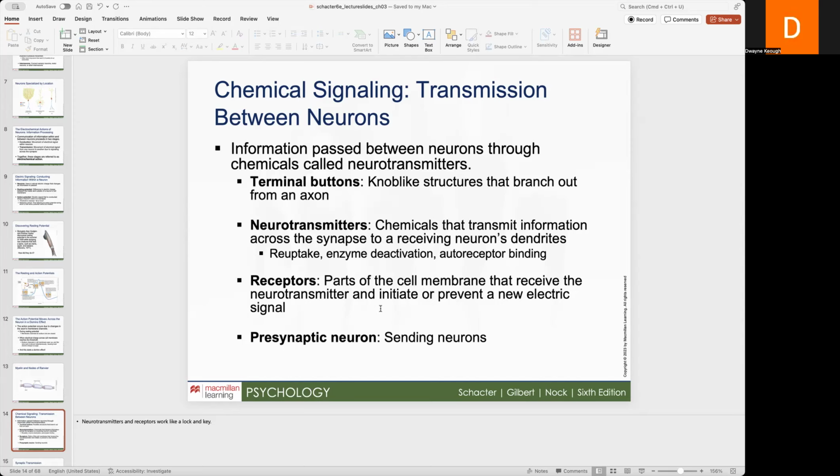The receptors themselves are parts of membranes that receive the neurotransmitter and initiate or prevent a new electric signal. The receptors fit like a lock and key, meaning dopamine neurotransmitters do not fit in serotonin receiving ports and vice versa. So a dopamine neurotransmitter has to fit as a key in its dopamine lock. The same would be true of serotonin. The presynaptic neuron refers to the neuron sending information, and the postsynaptic neuron is the one receiving it.